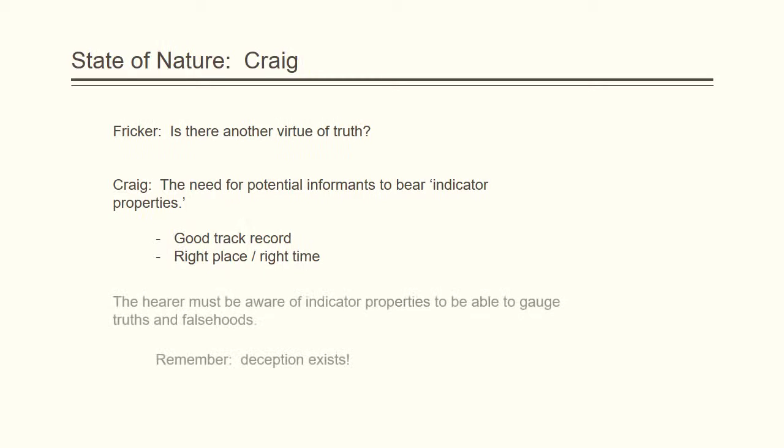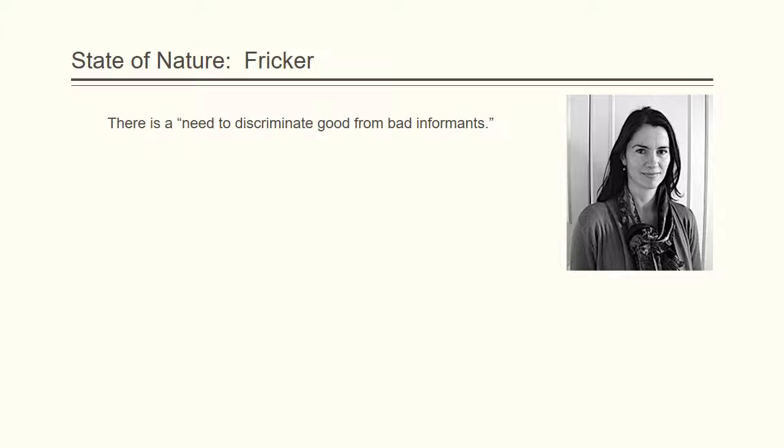What this does is it allows for the hearer to be involved in the discussion of the state of nature, as she has to be able to understand and decipher these different indicator properties. Indicator properties don't mean anything if they're not presented to somebody who can decipher them. But it is also important to remember that with such things as scarcity and malevolence, which are natural in our society, deception can also be a factor. Therefore, there arises a need to discriminate between good and bad informants, and that is where Fricker comes in to add her 2 cents.